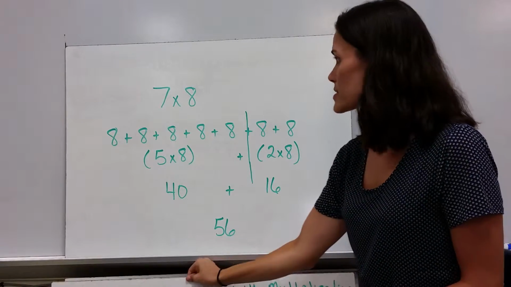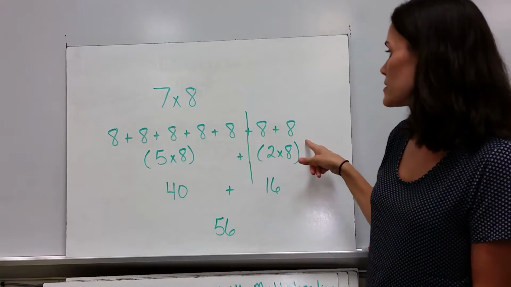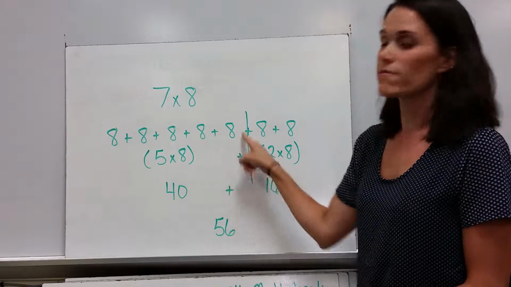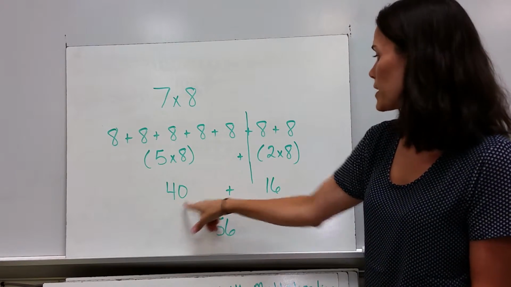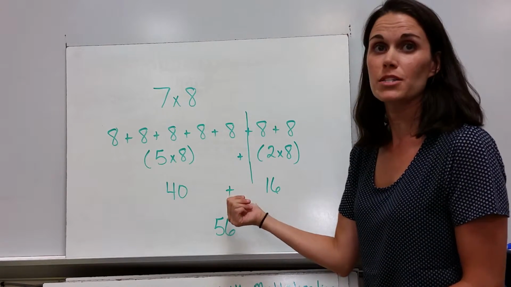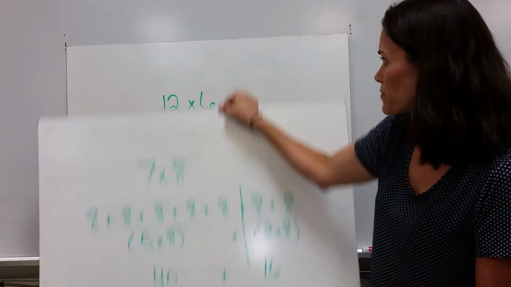Just to show you that 7 times 8 can be decomposed a different way, still have 7 eighths, but this time I'm splitting it into 5 eighths, so you're taking 5 of the eighths, and 2 eighths. And 5 eighths equals 40, 2 eighths equals 16, that's 56. This is another good one because students are pretty good with their 5s and 10s as well.